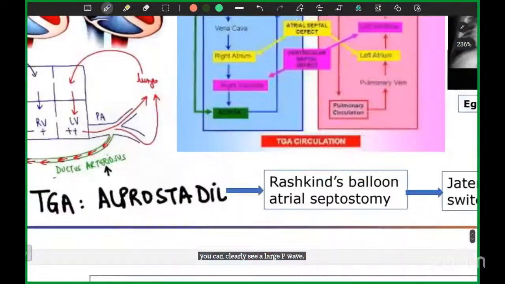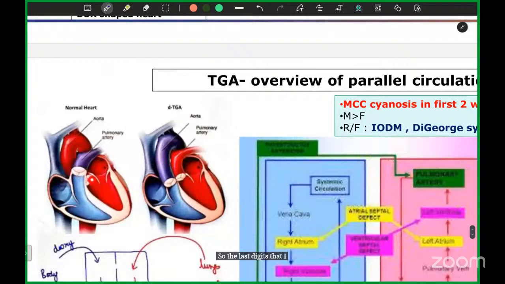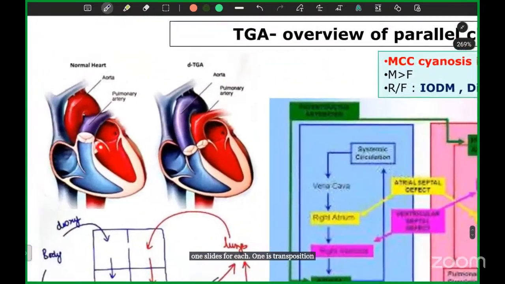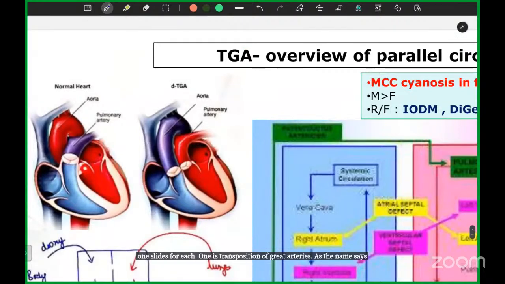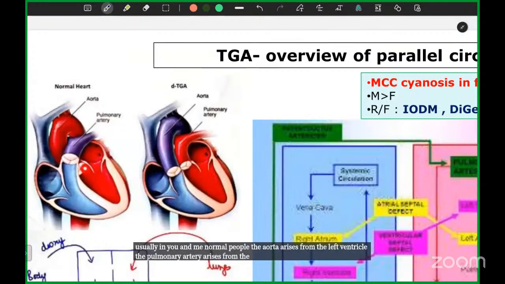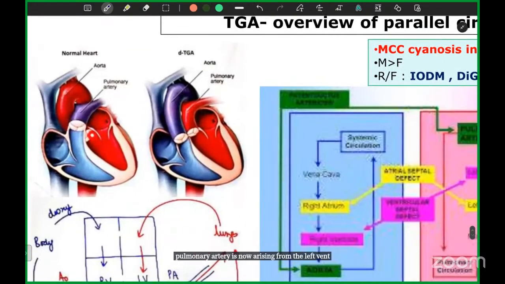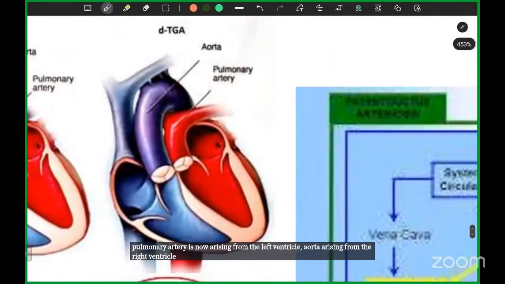The last two diseases, in fact, that I'll talk of, one slide for each. One is transposition of great arteries. As the name says, the great vessels have been transposed. Usually in you and me, normal people, the aorta rises from the left ventricle, the pulmonary artery rises from the right ventricle. You just switch this. The pulmonary artery is now arising from the left ventricle, the aorta arising from the right ventricle. This is exactly what transposition of great arteries is.